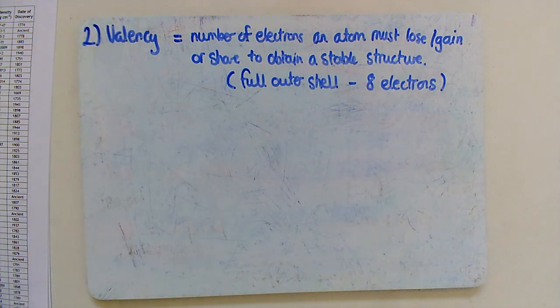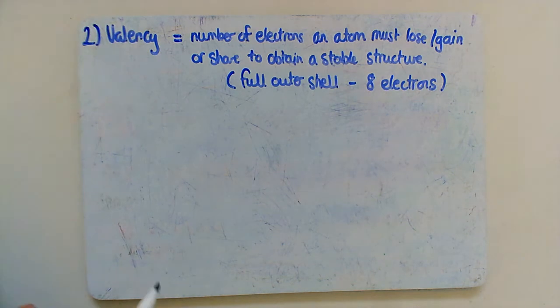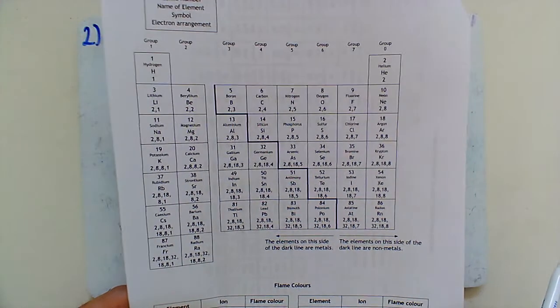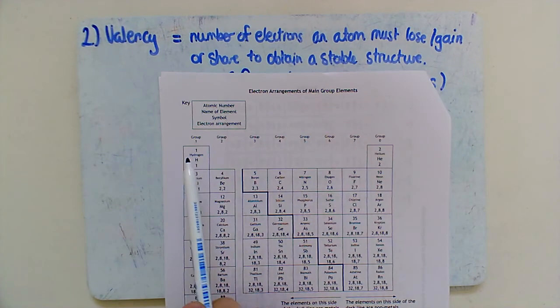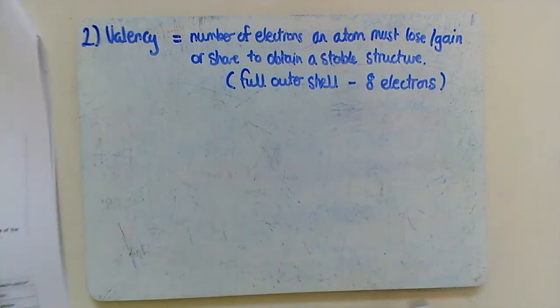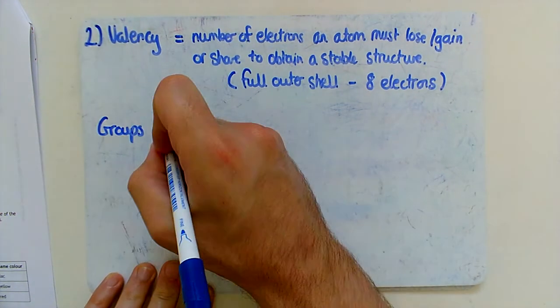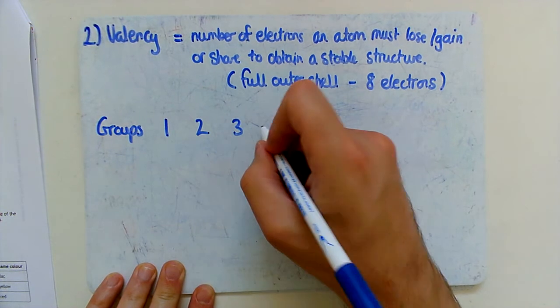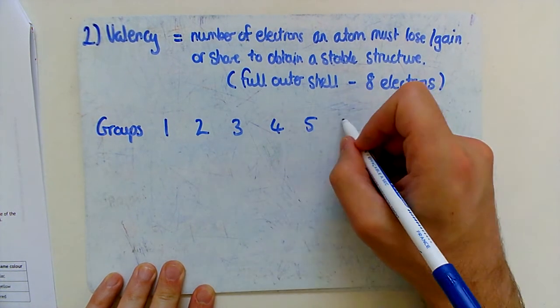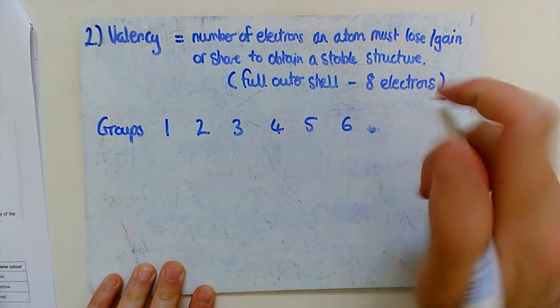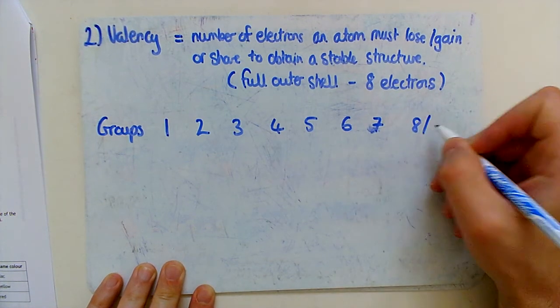Now if you do a full outer shell with 8 electrons, that might seem quite complicated, but it's actually quite easy. If we look at page 6 of the data booklet, we see that the groups go from group 1 to group 0, so they've left out the transition metals, and that's important. If we look at the groups without the transition metals, we have group 1, 2, 3, 4, 5, 6, 7, and group 8, which is sometimes called group 0.